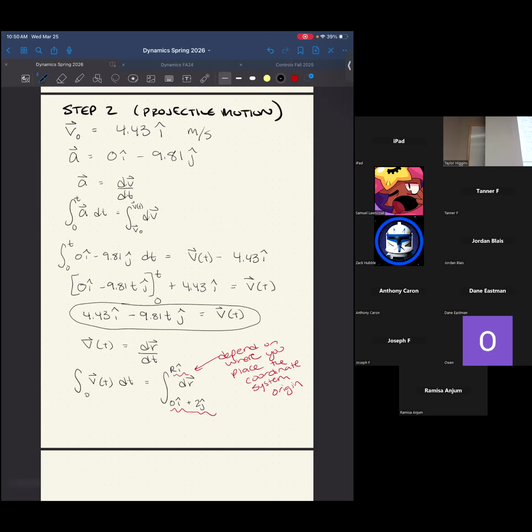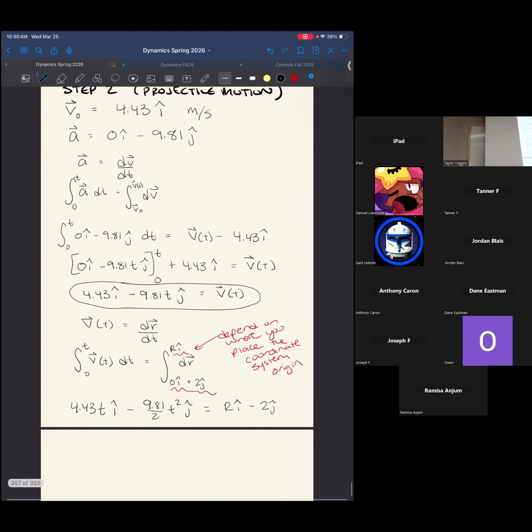Okay, so let's see. I'm probably gonna skip a couple steps here. Let's do 4.43 t i hat minus 9.81 over 2 t squared j hat equals r i hat minus 2 j hat.